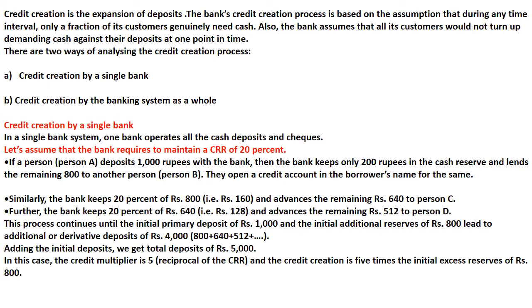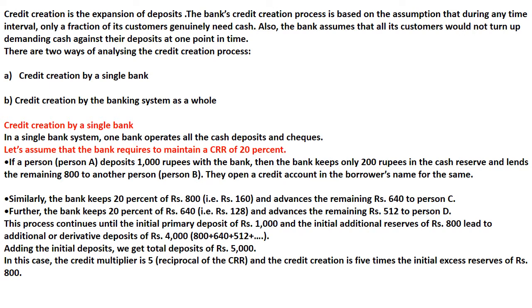If a person A deposits 1000 rupees with a bank, the bank keeps only 200 rupees as cash reserve and lends the remaining 800 to another person. Why? Because the CRR is 20% only. For 1000 rupees it is 200 rupees. So the bank keeps only 200 rupees and gives the remaining 800 to some other person as a loan. So they open a credit account in the borrower's name for the same. That person taking the loan from the bank starts another account, a secondary account.